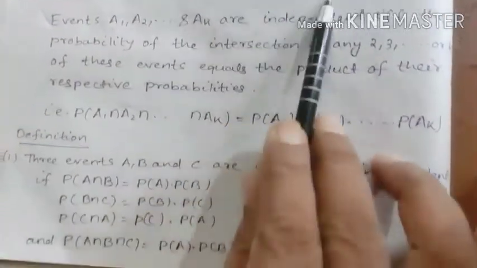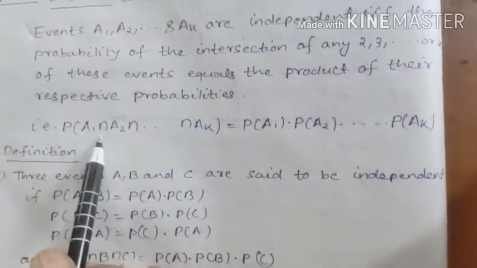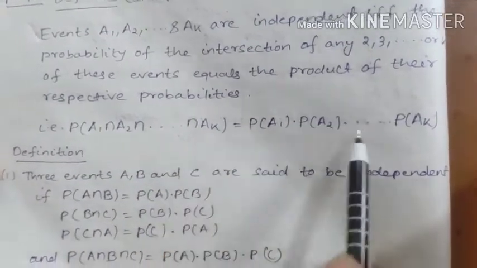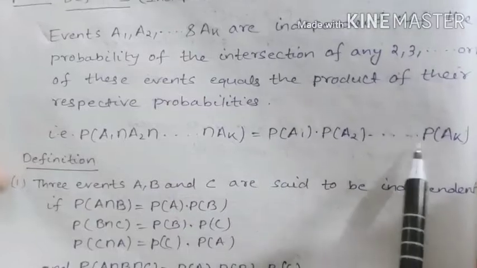And also for more than two events. Exactly, P(A1 ∩ A2 ∩ ... ∩ Ak) = P(A1) × P(A2) × ... × P(Ak).